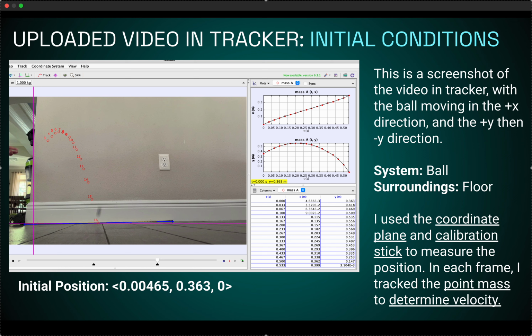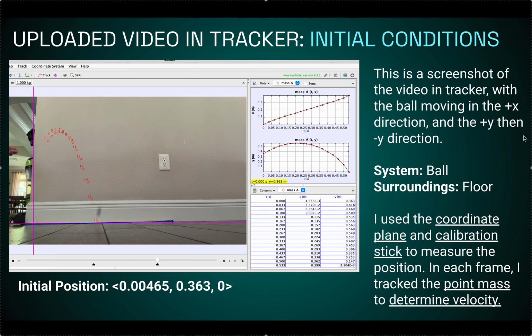I use the coordinate plane feature and the calibration stick feature in Tracker to align my coordinate plane to where the x position of the ball begins, and then I use the calibration stick to measure the tape measure on the floor and convert that to meters. In each frame, I track the point mass to determine the velocity of the ball.